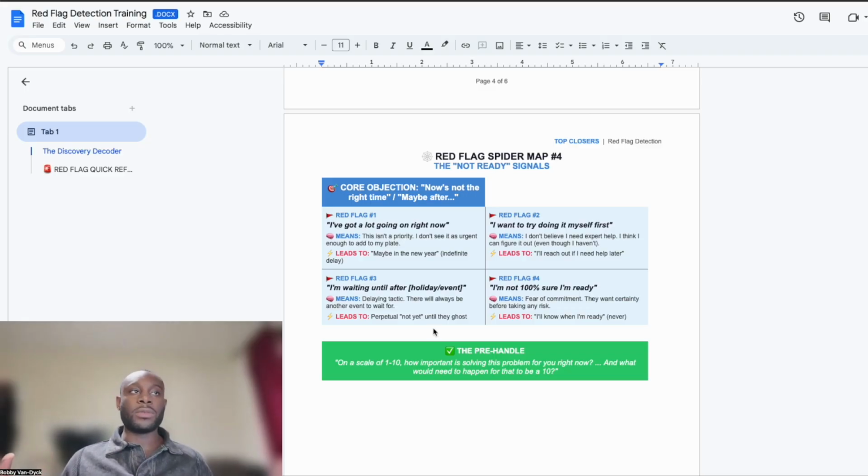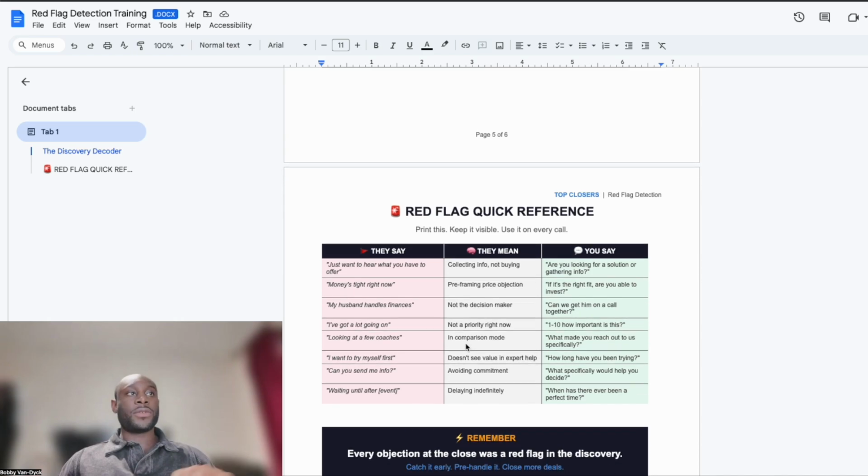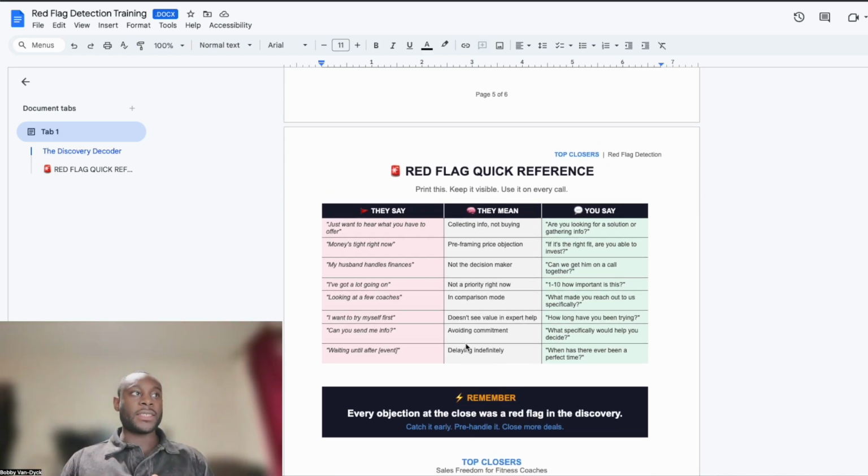And then, I'm not 100% ready. Yep, fear of commitment. They want certainty before taking any risk. We all know in life you take risk and you prosper. That's the only way. So this leads to I know when I'm ready. I'm just not ready yet. But yeah, that never happens. They never sign up.